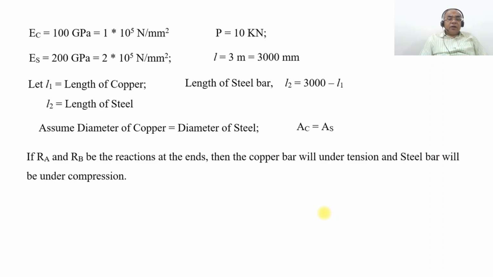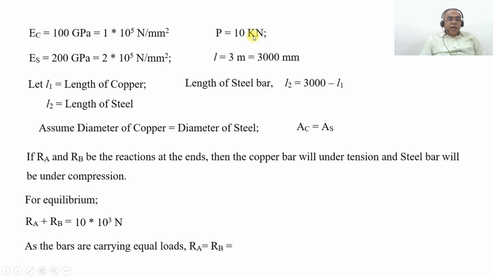So if RA and RB are the reactions at the ends, then the copper bar will be under tension and the steel bar will be under compression, as I've already explained. Now for equilibrium, RA plus RB will be equal to 10 into 10 to the power of 3 Newton, because 10 kilonewton is the load given in the problem. As the bars are carrying equal loads, RA will be equal to RB, so that is equal to 5 kilonewton.